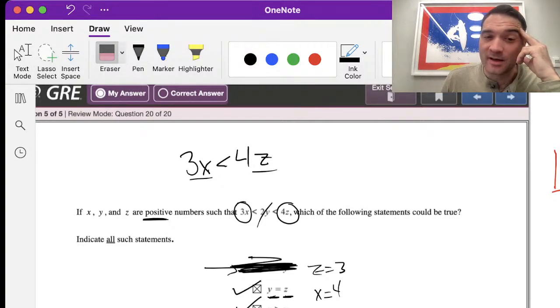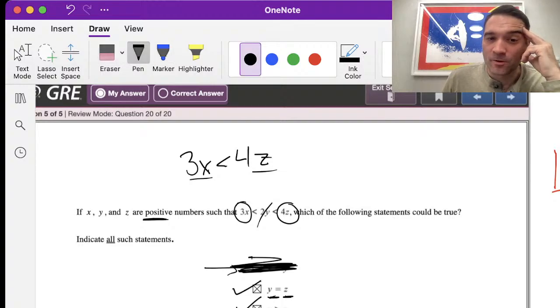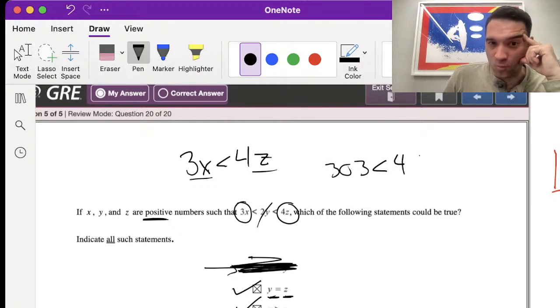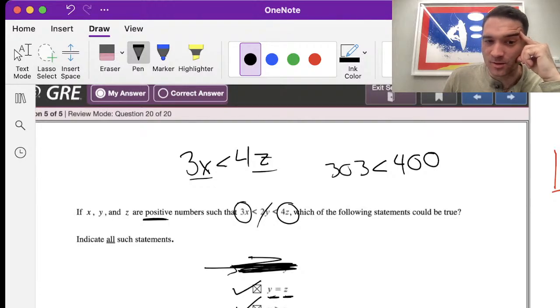What if we did 101 and 100, right? Numbers that are very close together. If 100 is greater than 101, could this still be true? Well, we would have 303 is less than 400. Yep, that's 400. And that is a true statement. So this one should be true.